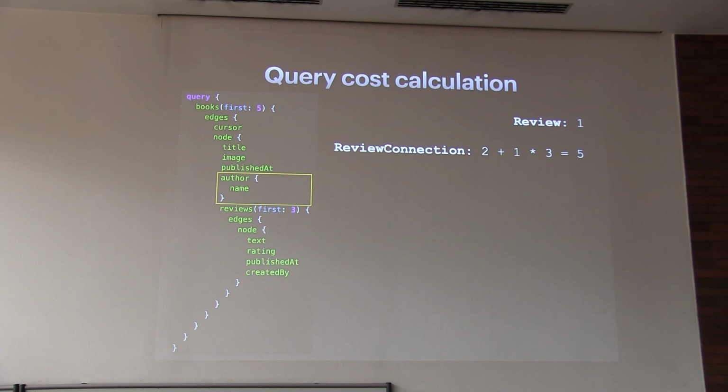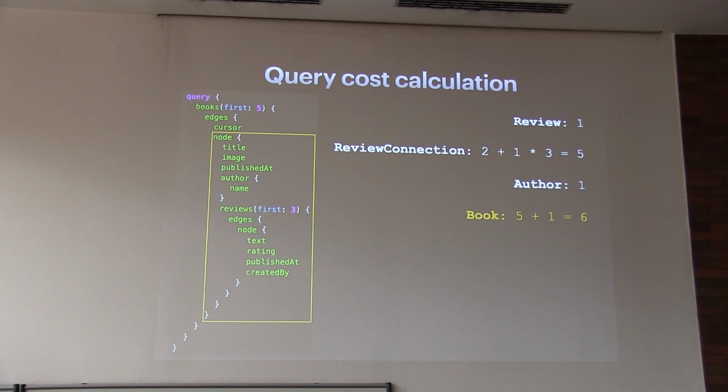Okay, so let's take a look at the author. So author is also an object, so it's going to cost us how much? 1, great. So it's going to cost us 1, simple as that. Are we going to pay for the title and image and published at? No, because those are scalar values, so they're not going to cost us anything. But they are included in the book node. And book node, by definition, is going to cost us 1. But we have to also include all the values that were embedded in the given type. So in this case, we're gonna take the value 5 and the value 1.